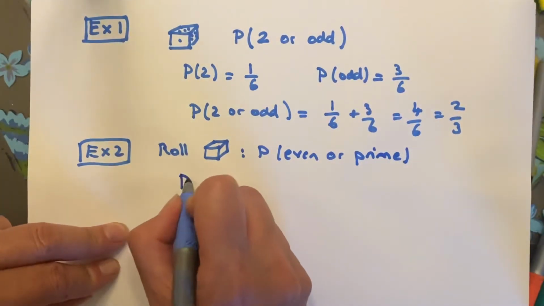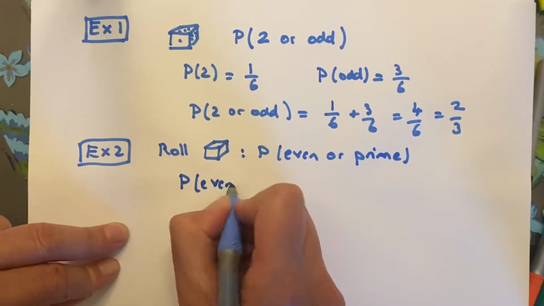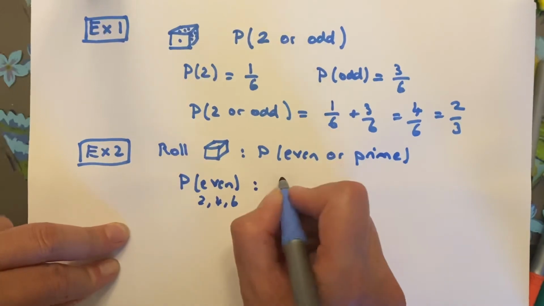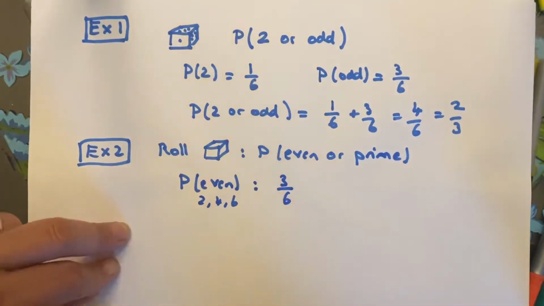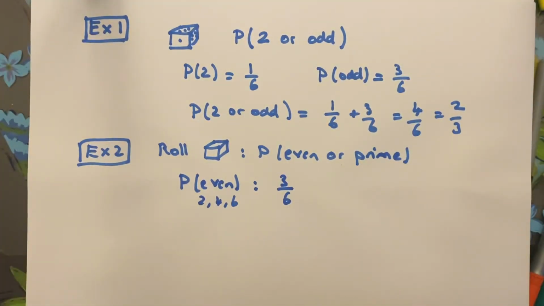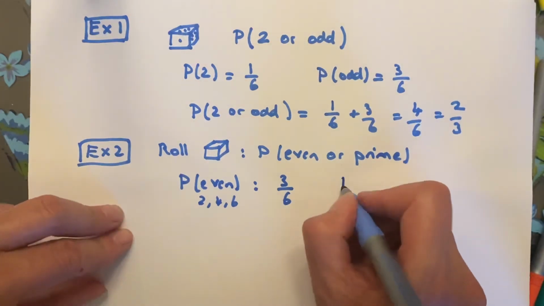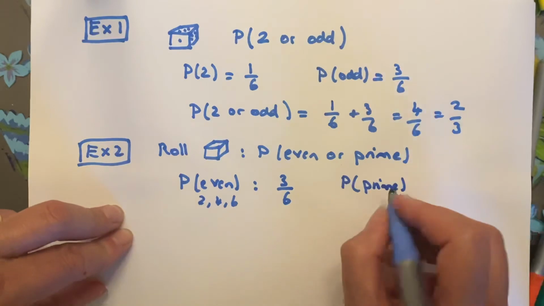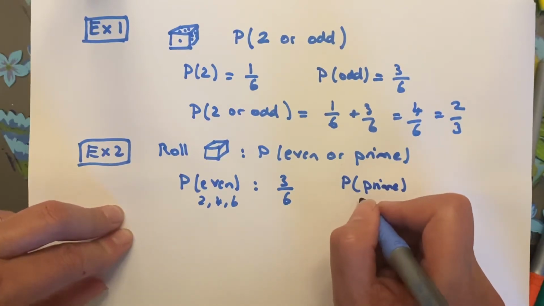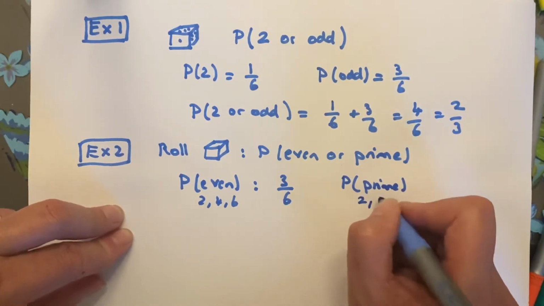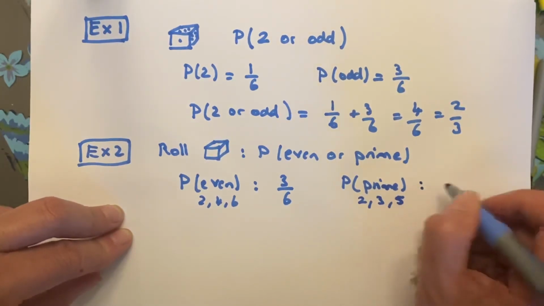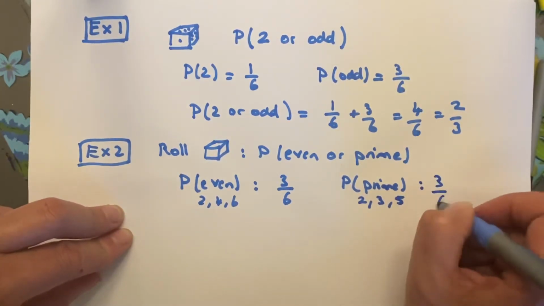Well, let's figure out the probability of an even number. Even being 2, 4, 6. So we have 3 out of 6, right? That is even. And what is the probability that we have a prime number? Well, 2, 3, and 5 are all prime. So that's going to be 3/6.